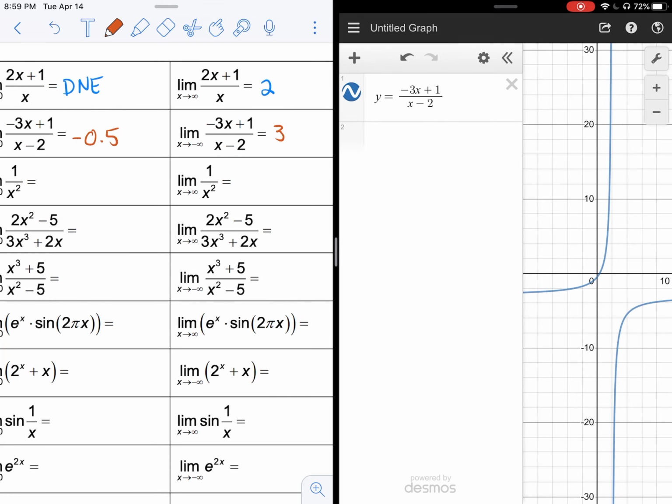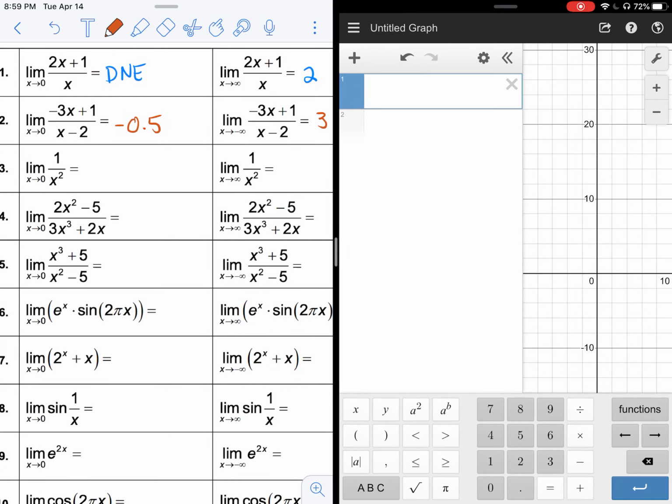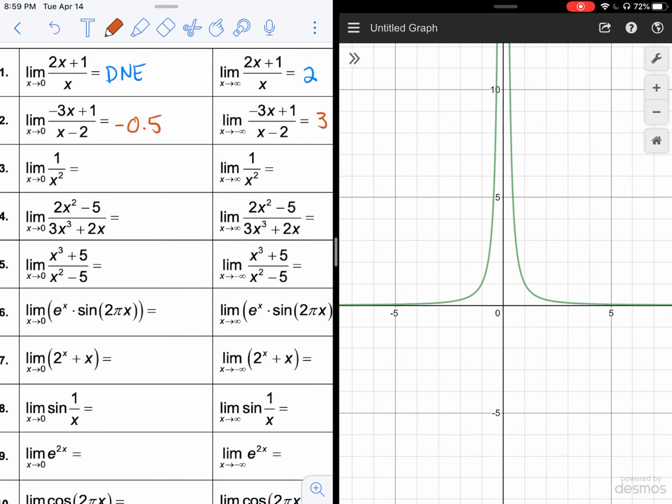Okay, next one. Let's do 1 over x squared. 1 over x squared. Ooh, okay. All right, this one's fun.